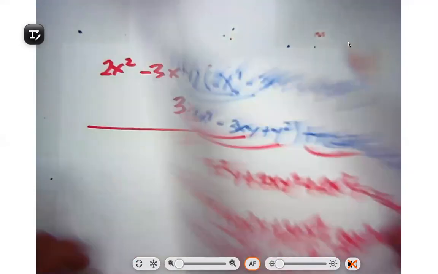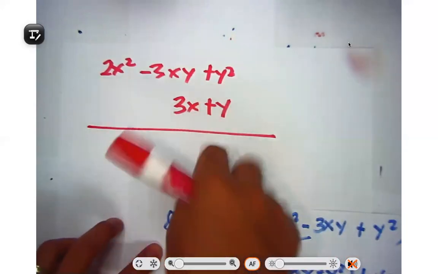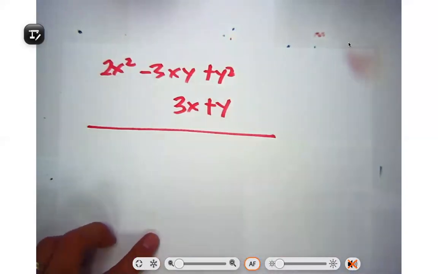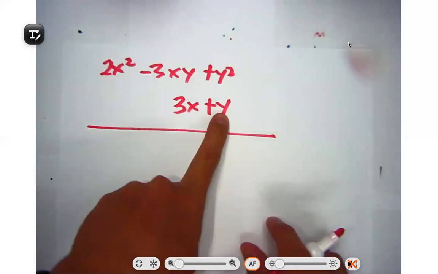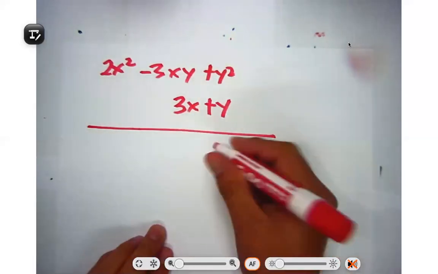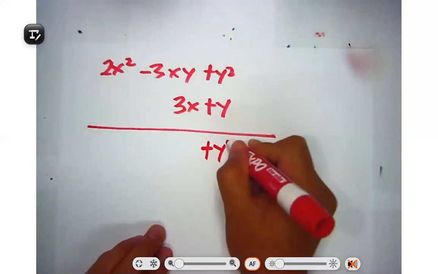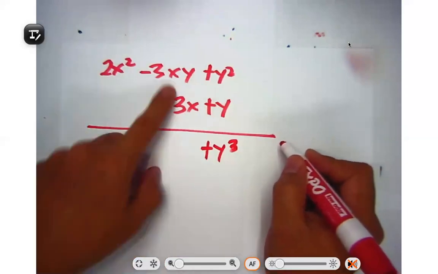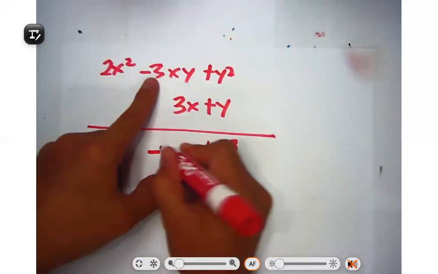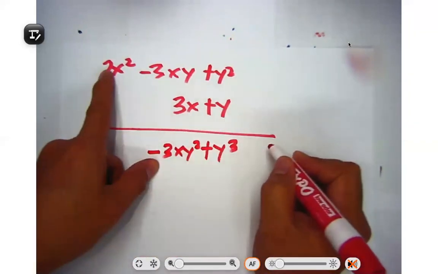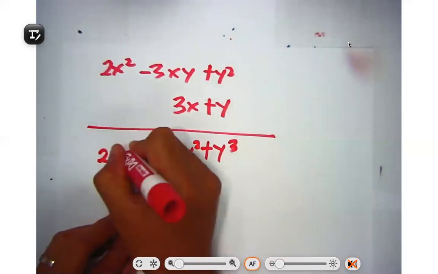So how is it written? It was written horizontally. This time it's written in this format, like multiplying whole numbers, okay? When you multiply whole numbers, remember, you always start from here, your units. y times y squared is positive y cubed. Okay, y times negative 3xy. Look at this, it's negative 3xy squared. And then lastly, we have y times 2x squared. It's 2x squared y.